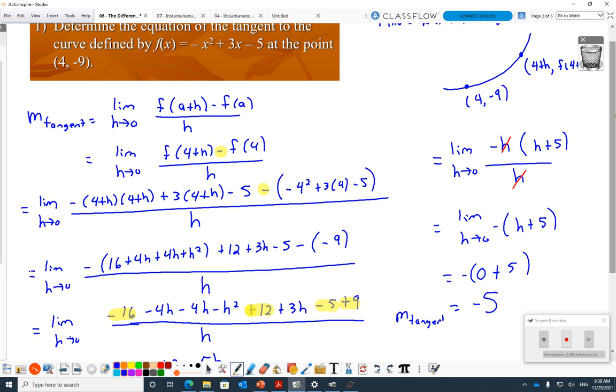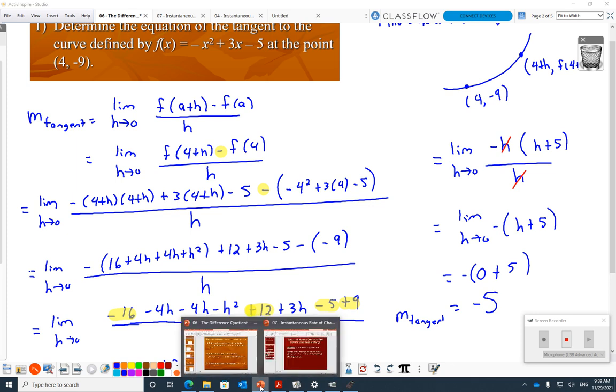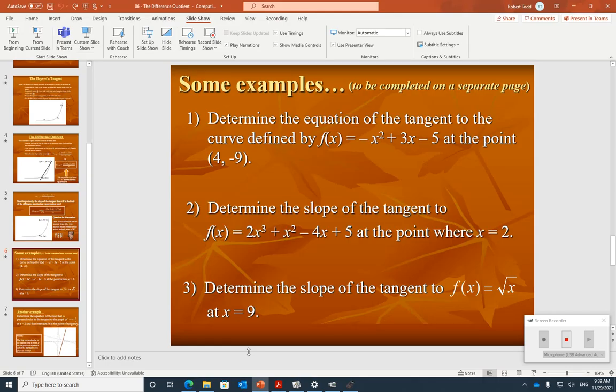Do you need more time on that one? I got to keep checking the PowerPoint to make sure I'm doing the right example here. The next one was like a 2x cubed or something like that. Okay.